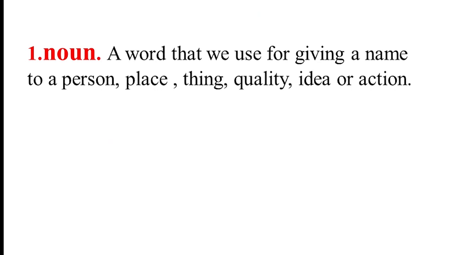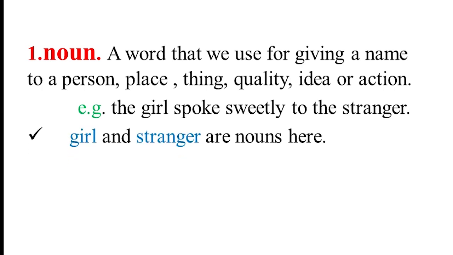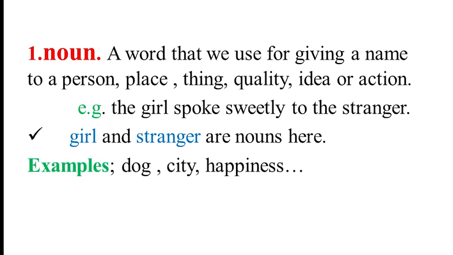The first one is a noun. A noun is a word that we use for giving a name to a person, place, thing, quality, idea, or an action. For example, the girl spoke sweetly to the stranger. The girl and the stranger are nouns here. Other nouns like dog, city, happiness, those are nouns.